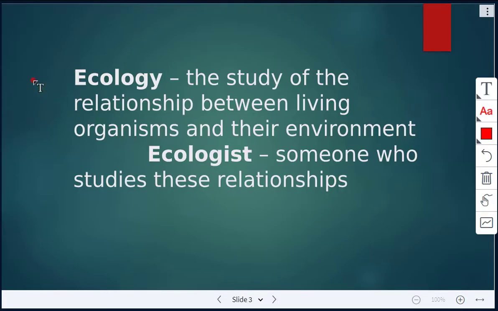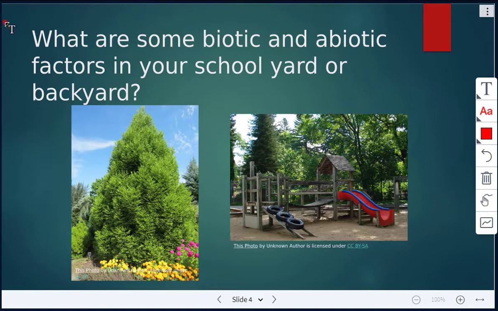All right, next is ecology. When we talk about ecology, this is the study of the relationship between living organisms and their environment. A scientist that is an ecologist would be someone who studies those relationships, those relationships between living organisms and their environment, such as those abiotic factors. All right, so just start brainstorming what are some abiotic and biotic factors, maybe in your schoolyard or in your backyard. Just start thinking about what some of those things might be.